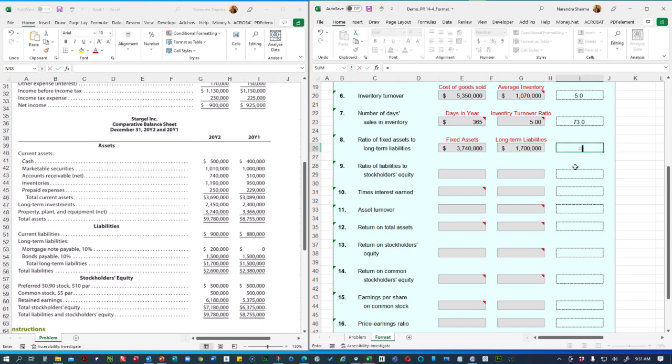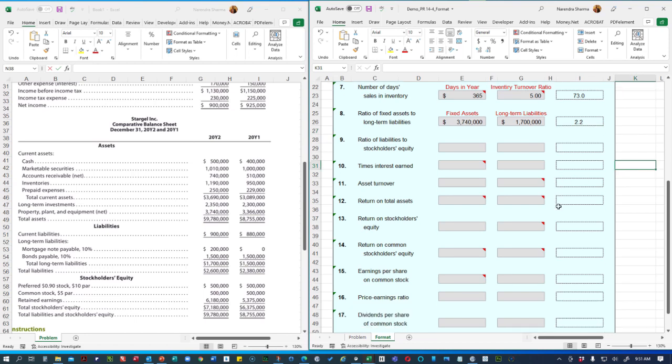Okay, so let's calculate the ratio. This will be this divided by this figure. That's going to be 2.2 times. So what does it mean? It means you have fixed assets 2.2 times more than the long-term liabilities. That should be a happy situation because you have more resources to pay your liability. So that is how we'll calculate that ratio.